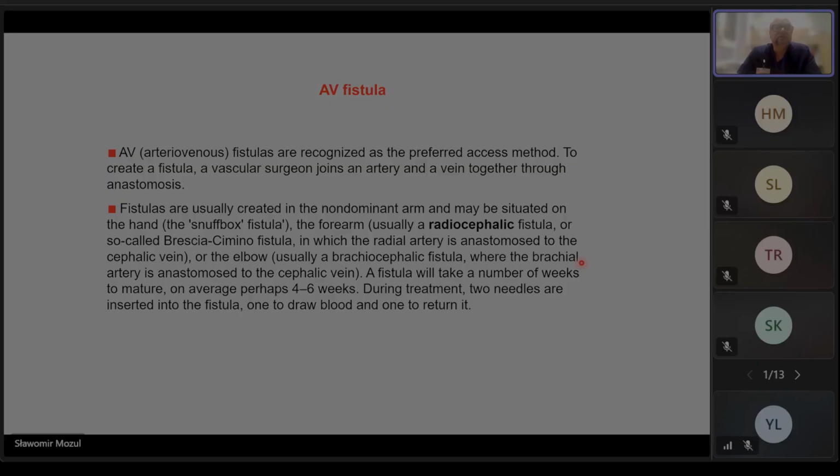For example, the snuffbox fistula; the forearm, usually a radiocephalic fistula called Brescia-Cimino fistula, in which the radial artery is anastomosed to the cephalic vein; or the elbow, usually a brachiocephalic fistula, where the brachial artery is anastomosed to the cephalic vein. A fistula will take a number of weeks to mature, on average about 6 weeks. During treatment, 2 needles are inserted into the fistula, one to draw blood and the other one to return it to the patient's bloodstream.